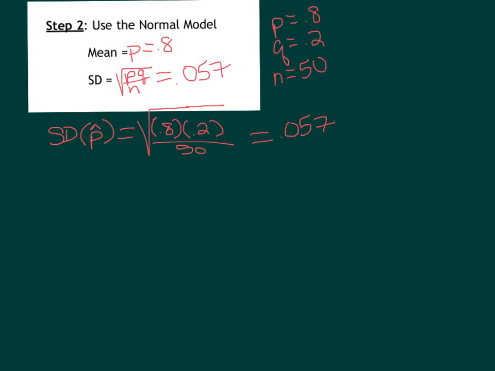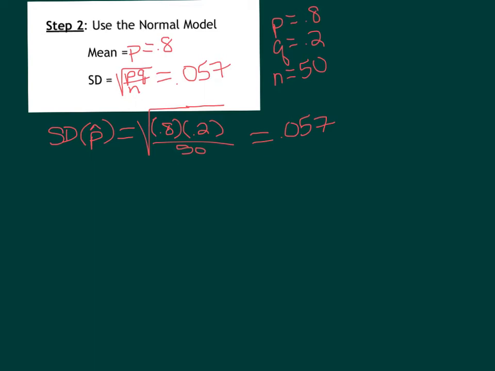By the way, make sure as you are working these problems out that you do show all of your work. If you just put mean is 0.8 and standard deviation is 0.057, you won't get full credit. So it's really important that you show which formula you used and what numbers you put in for each thing in the formula. So we have our mean, we have our standard deviation.